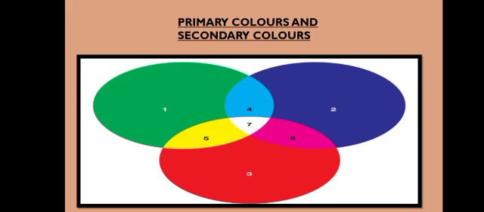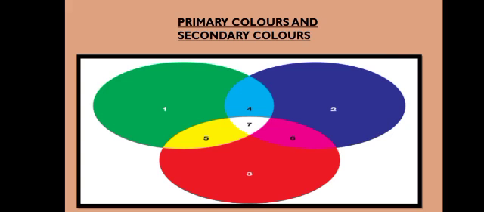So students, all the possible colors are made by combining together just 3 main colors of light. These colors are red, blue, green. These are called primary colors. Mixing all 3 primary colors of light gives white light, which you can see in the middle. White light is formed with the combination of these 3 colors, which is green, red, and blue.